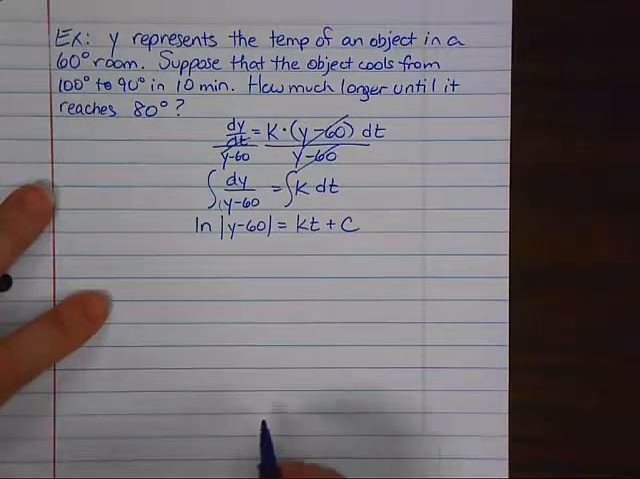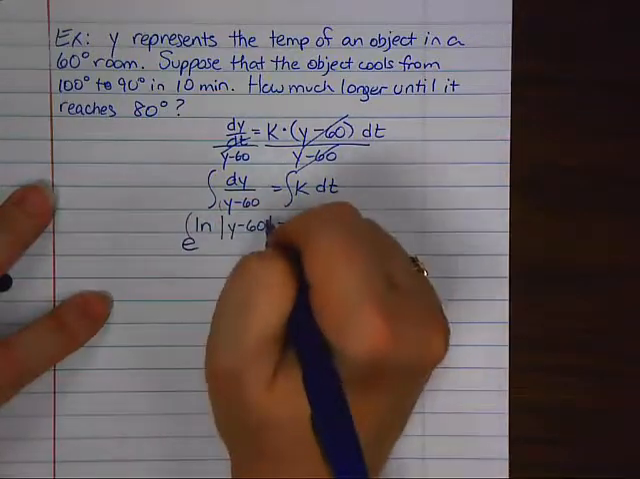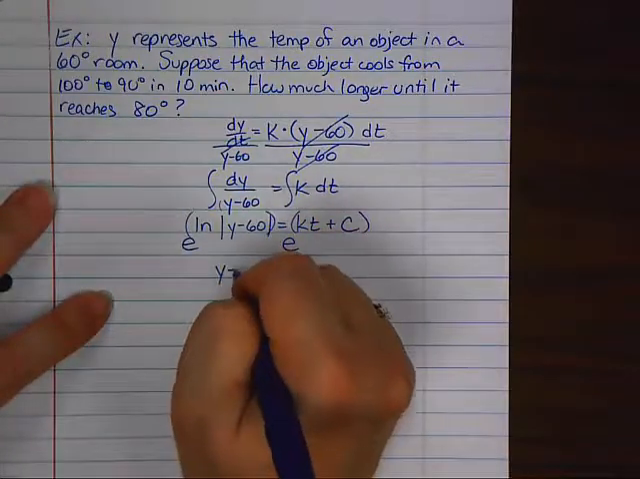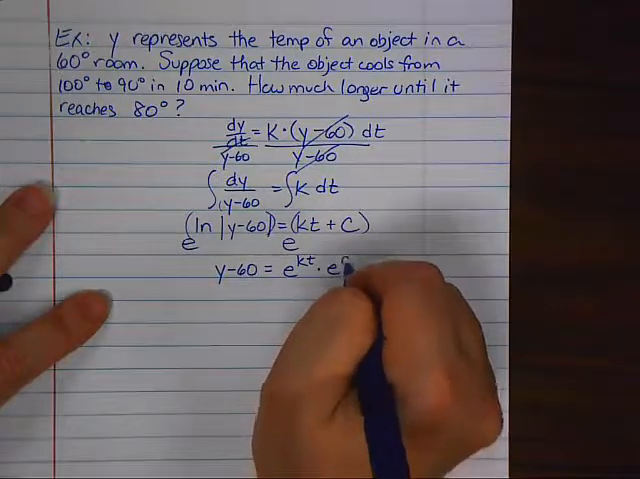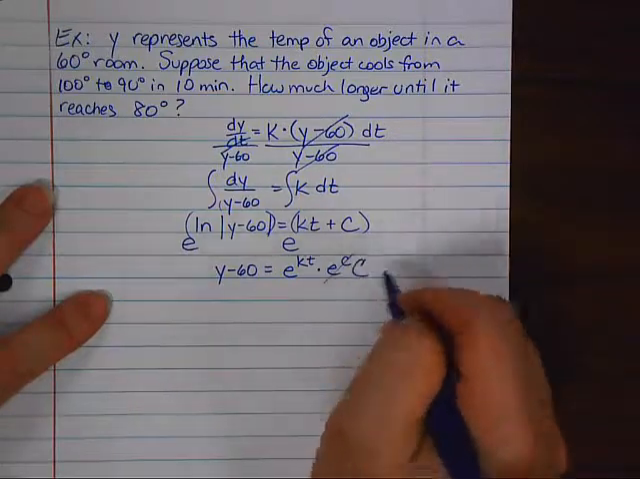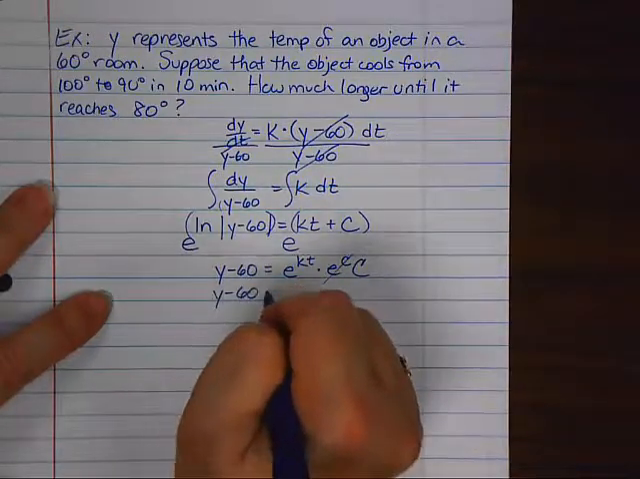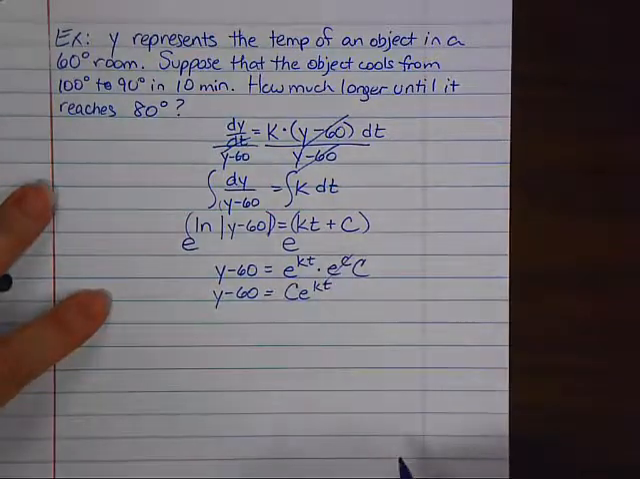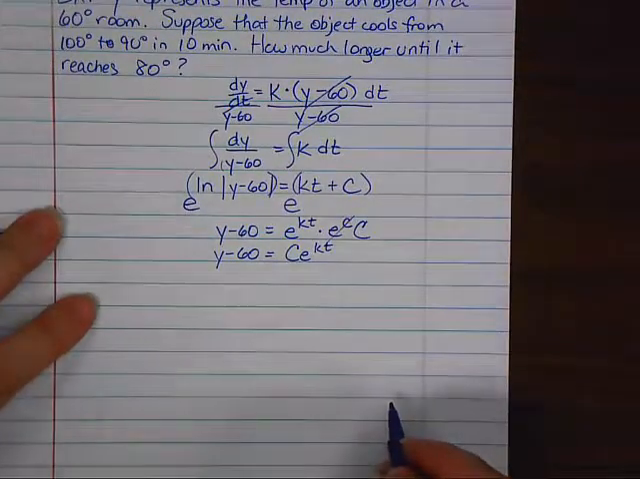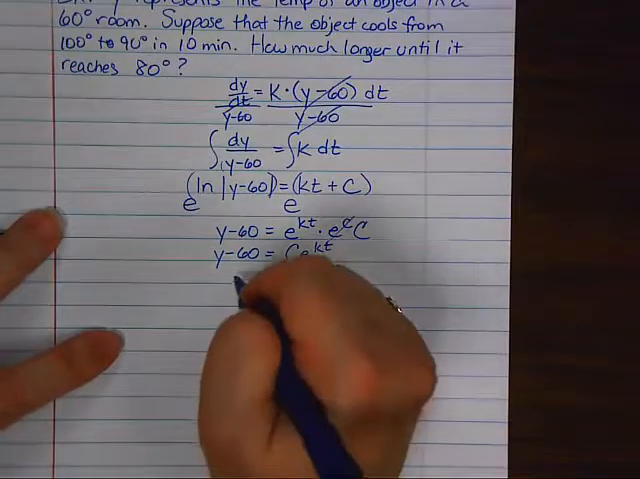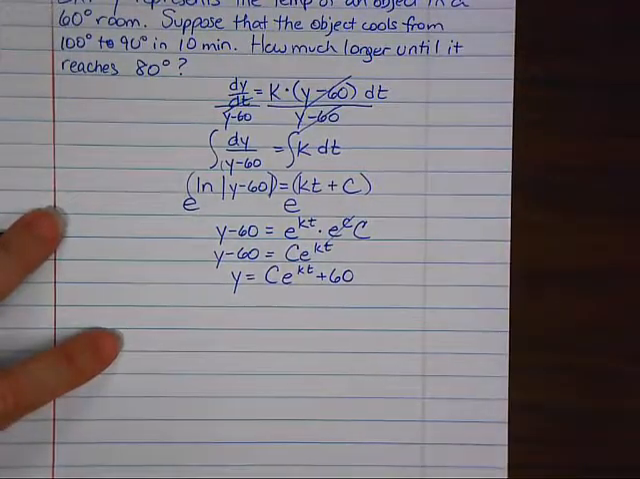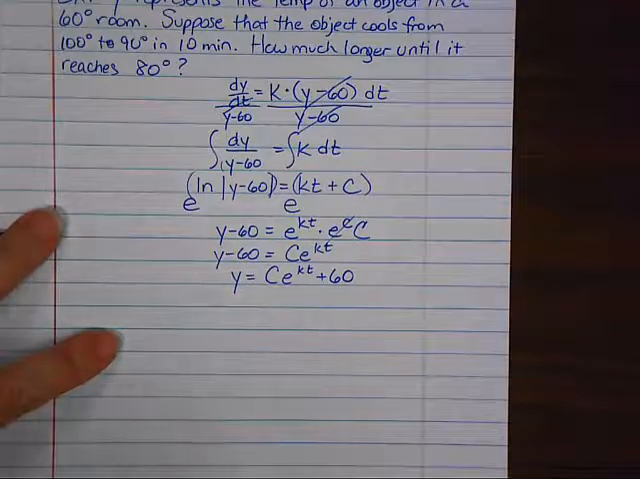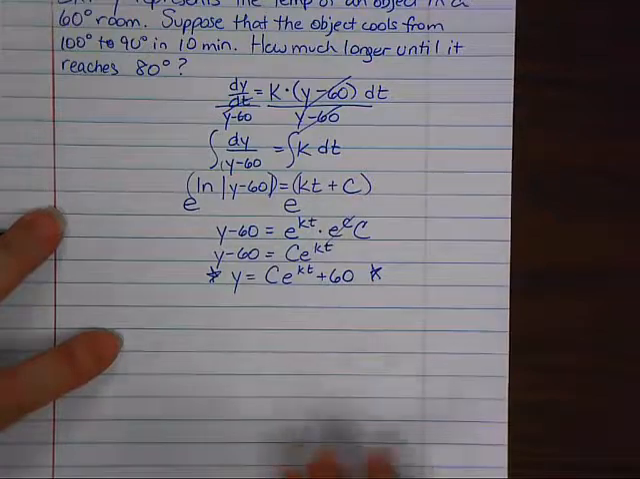What's next? e on both sides. So y minus 60, you can take off the absolute value bars, equals e to the kt times e to the c. There's the c. y minus 60 equals ce^(kt). Now it looks almost the same except for that 60 in there. So move the 60 over. So it's ce to the kt plus 60. Very similar to the other one, it just throws in the number. Put a big star by that because we're going to need to come back to it later.